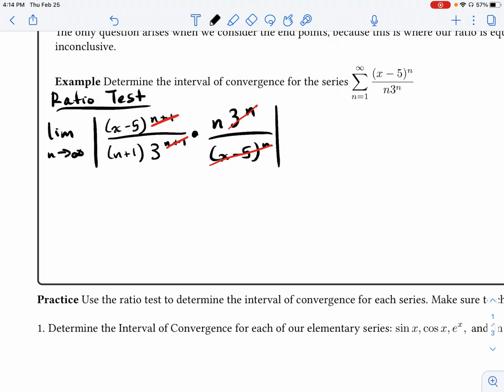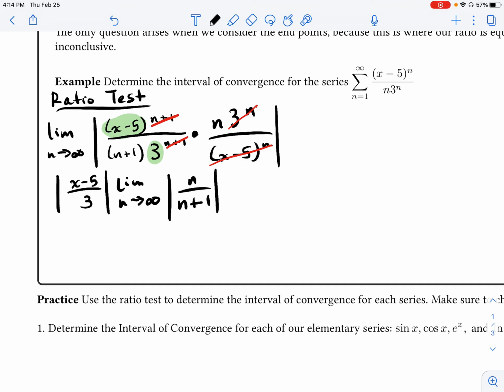Now, what I often like to do with the ratio test is ask myself, what are the terms or factors that are not being affected by my taking the limit as n approaches infinity? Well, I have x - 5 here, and I have this 3 down here. So I'm actually going to move that to the outside. And so I'm going to write the absolute value of (x - 5)/3. And you could totally leave this on the inside. That's fine. It's just clearer for me when I'm finding limits to focus on what's going on with my n values if I'm taking the limit as n approaches infinity.